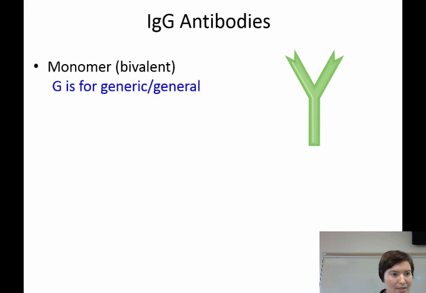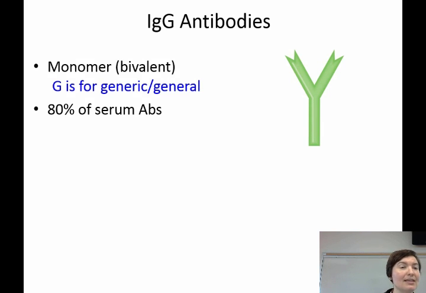So I threatened/promised that I would go through all 5 types of antibodies, so here we go. IgGs, and I'm going to give you ways to remember most of them. IgGs have this very generic bivalent Y shape. That's what they look like. This is how I remember them. And we call this bivalent. We also call this a monomer because there's only one antibody, one Y shape. I remember IgGs as G for generic or general because they're by far the majority of serum antibodies. So if you look in your bloodstream, most of them are IgGs.